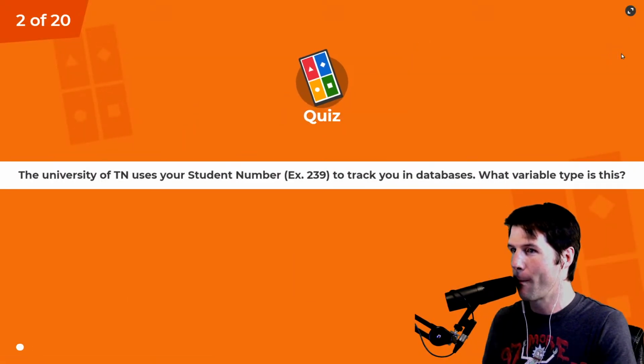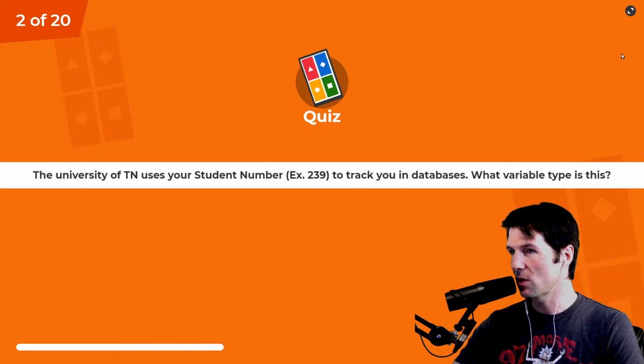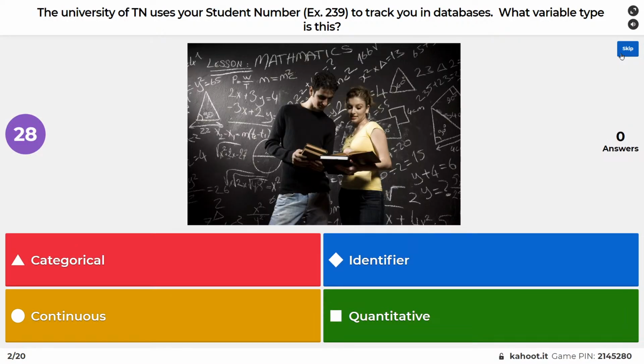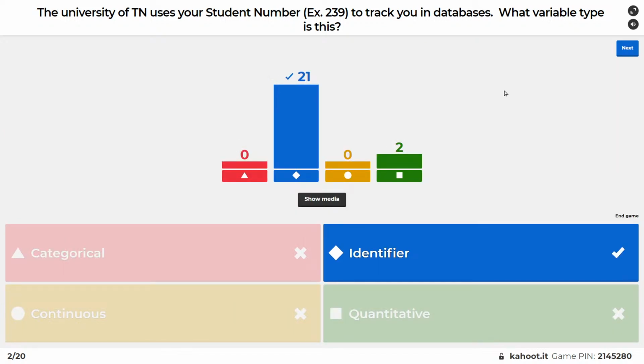Second question. The University of Tennessee uses student ID number to track you in databases. What kind of variable is this? So they're using student ID number. It's an ID number. That's a hint right there. So if we're using a student ID number to track you, then what would that ID number be used for? Is it like how much is your ID? Or like which group of IDs do you belong to?